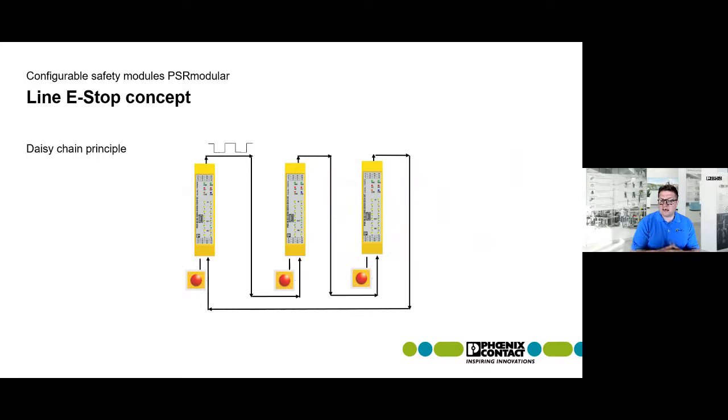And finally, the last thing that is good for a lot of different industries here is a daisy chain principle. You can connect multiple PSR modular masters together through what's called the, I'll show you when we get there. It's a communication block. It is really nice that you can have a line e-stop so that you can connect multiple sections of a machine together in a really simple and intuitive way.